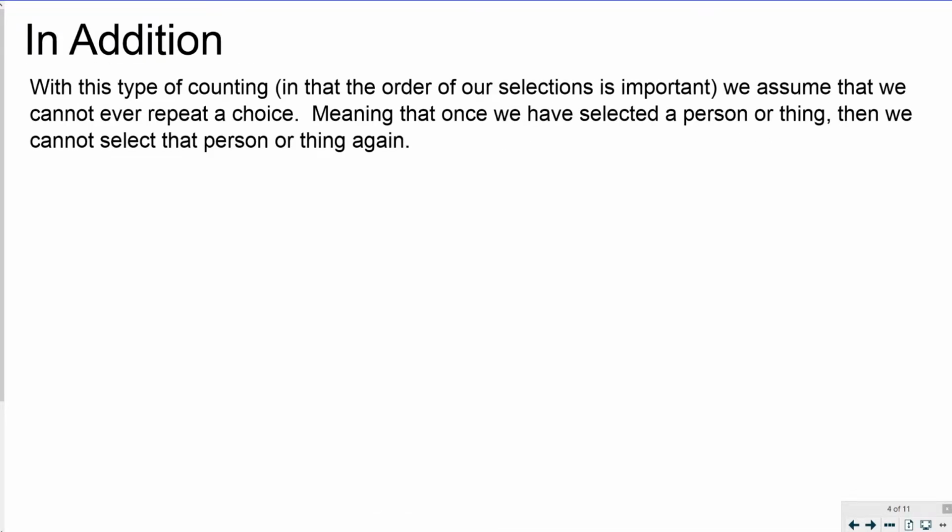Now, in addition, with this type of counting, in that the order of our selections is important, we are assuming that we cannot ever repeat a choice, meaning that once we have selected a person or thing, they're done and cannot be selected a second time.